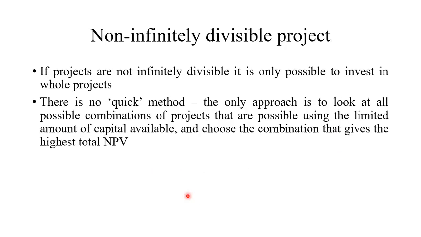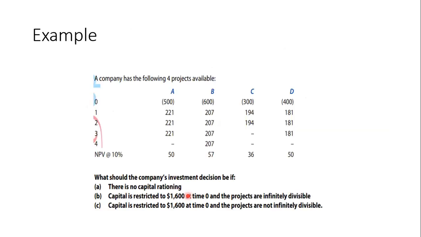You may have another project that is non-infinitely divisible. For such projects, you cannot use the approach we used previously. Here, there is no quick method. The only approach is to look at all possible combinations of projects that are possible using the limited amount of capital available and choose the combination that gives the highest total NPV. Right. Okay. So we'll take this question.